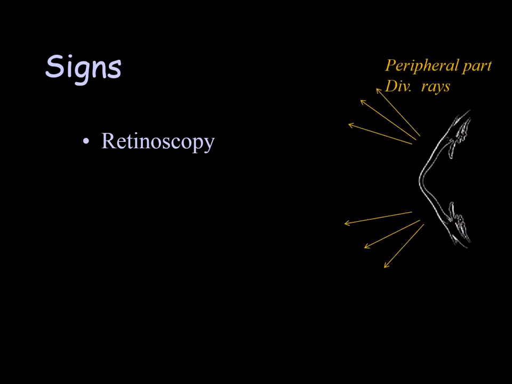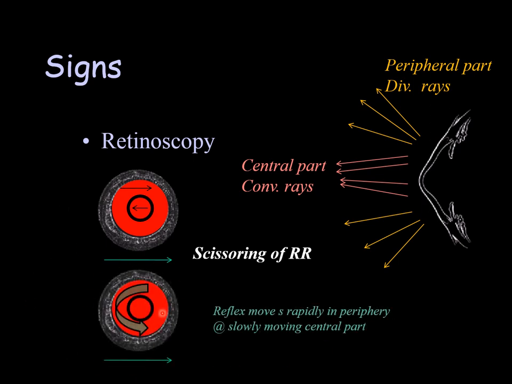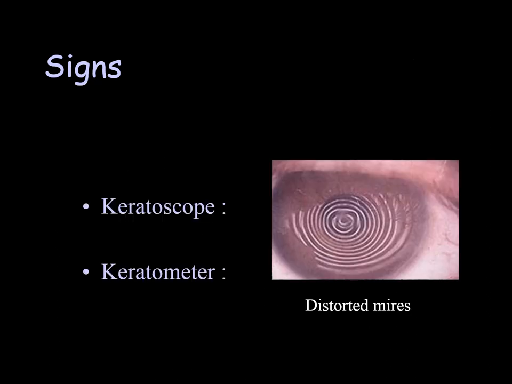On doing retinoscopy, rays passing in the peripheral part of the pupil will appear divergent, while those in the central part will appear convergent. So in doing retinoscopy, we may see scissoring of the red reflex, where the central part moves in one direction while the peripheral part moves in the other direction, or the red reflex will appear to be spinning. In doing keratoscopy, you can see the mires are totally distorted. You don't have an exact oval shape like we have in regular astigmatism.